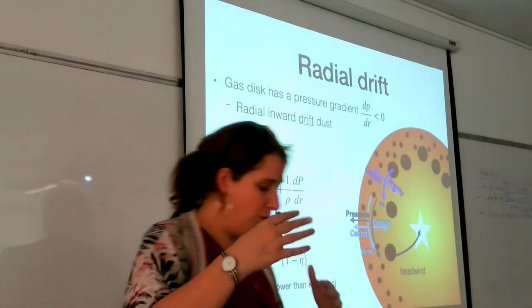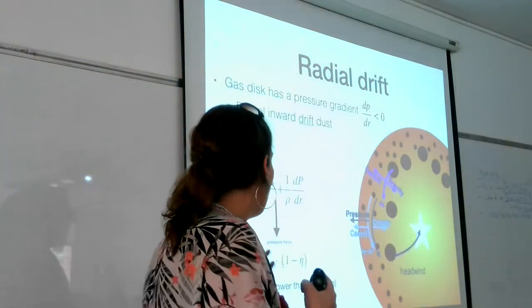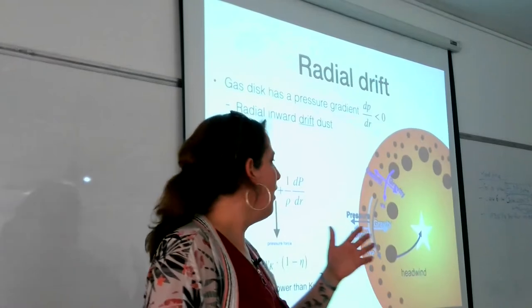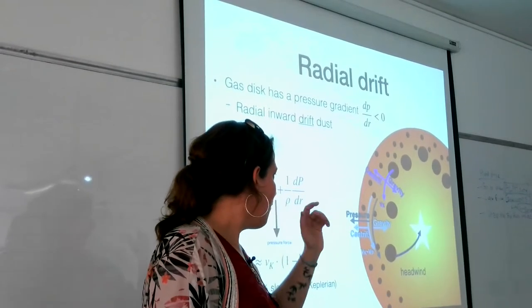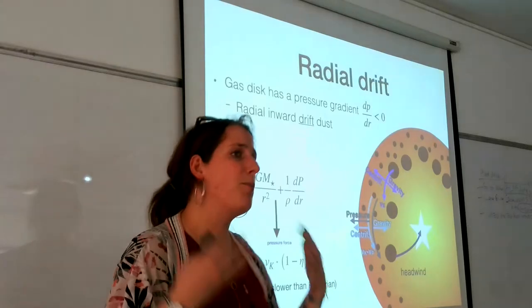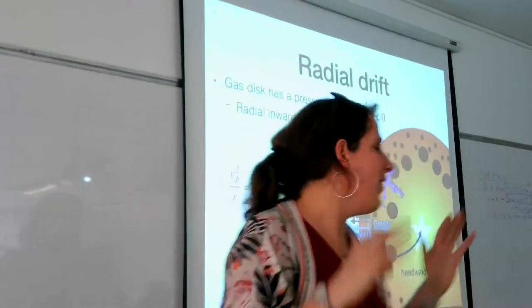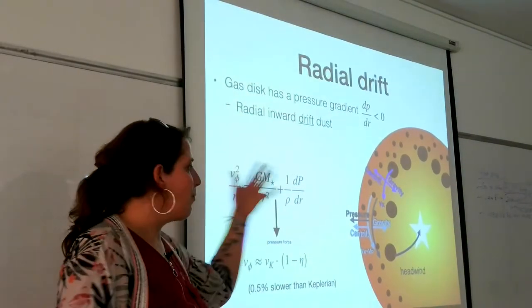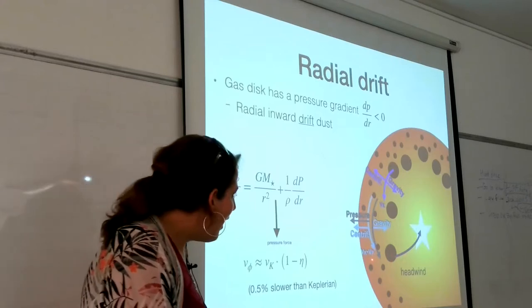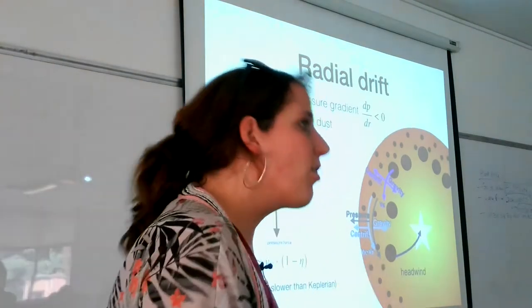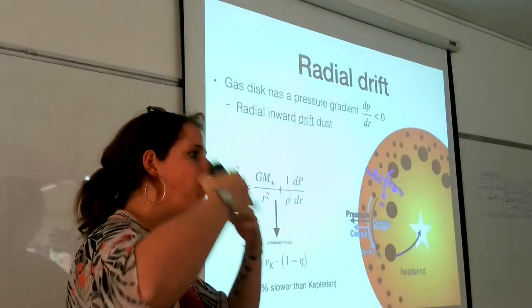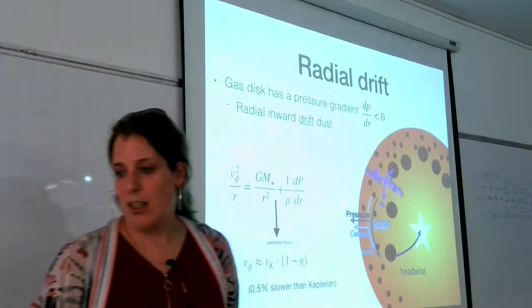However, if you have already grown some larger dust grains at this point, those dust grains are not coupled to the gas, and therefore they don't feel this pressure gradient. They want to move on simple Keplerian orbits, but they're surrounded by all this relatively slow-moving material, that they experience as a headwind. Therefore, when they orbit, they lose angular momentum and drift inwards towards the star. This is called the radial drift. It's the effect that larger dust grains experience a headwind from the slower moving material as a result of the pressure.